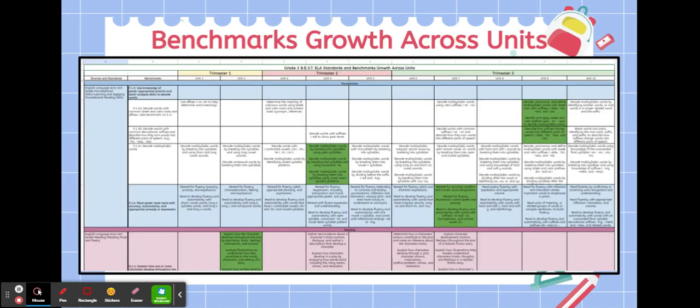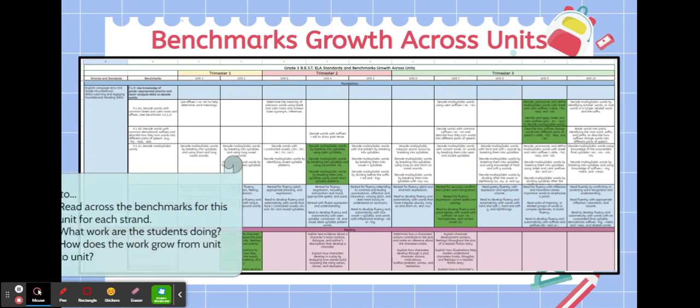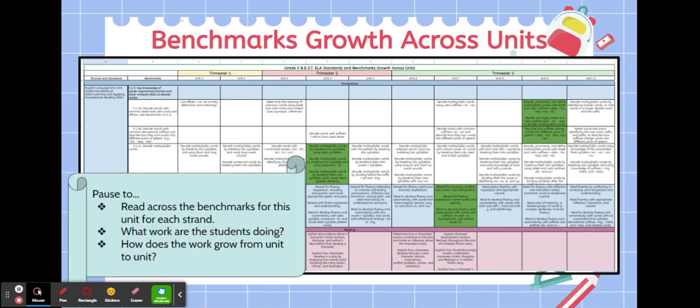Now that we have spent some time getting to know the benchmarks for this unit, you will want to access the Benchmarks Growth Across Units document located at the top of your scope and sequence. Over the next few minutes, read across the benchmarks for this unit, noticing the work the students are doing. Also notice how the work grows from unit to unit. We will want to hold students accountable for the learning they have done across the year so far. Please pause here and jot any noticings.